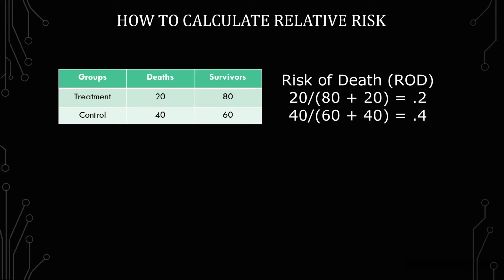Now, you want to make sure that you're consistent, because you could do the risk of surviving. You can go the other way, where you can do 80 over 100 and 60 over 100.